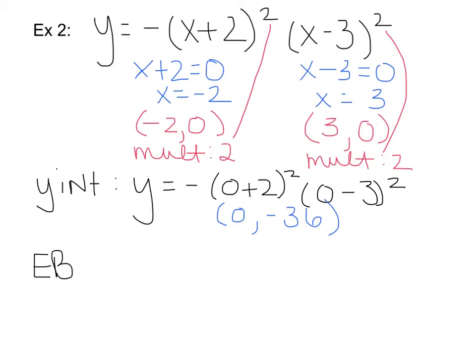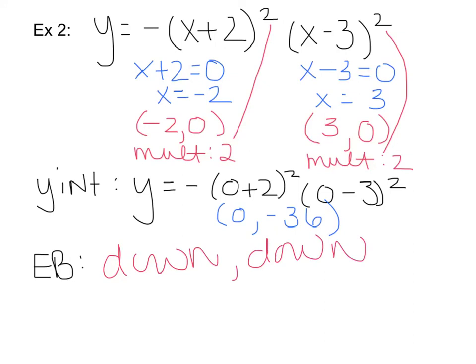Now let's talk about the end behavior. Since it's in factored form, I have to count my exponents to determine whether it's even or odd. So I have 2 exponents here, 2 exponents here. 2 plus 2 gives me 4. 4 is an even number, so it's an even degree. And then since out in front is a minus sign, it's even and it's negative. So even negative means it's going to be down on the left side and down on the right side.